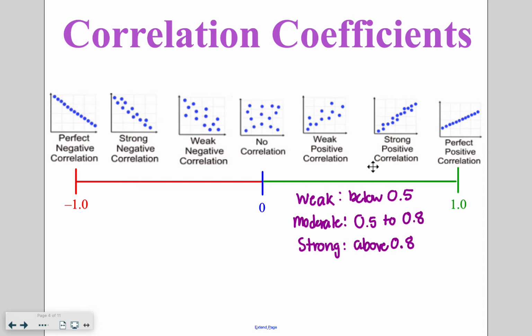0.8. On the flip side of that, negative would be taking all of these values and making it negative 0.5, negative 0.5, negative 0.8, and negative 0.8. So it's the same rules when it's on the negative side.